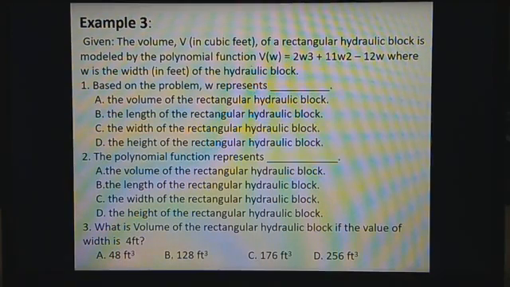So, number 3 naman, what is the volume of the rectangular hydraulic block if the value of the width is 4 feet? So, to answer this question, what you will do now is substitute 4 for w, and then simplify, and then look which of the following choices gives you the result after the substitution. So, that is how it is solved.